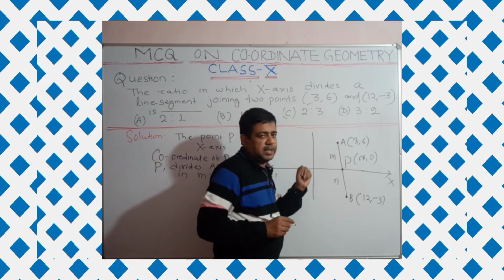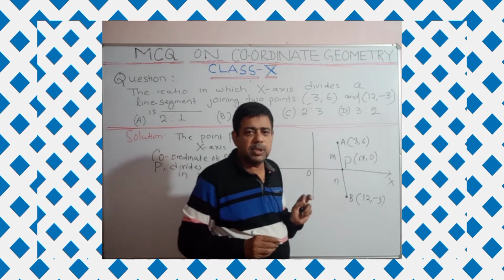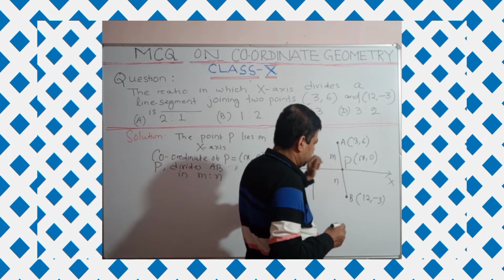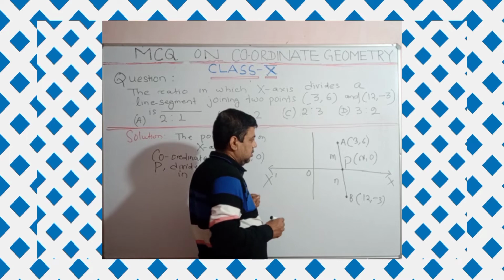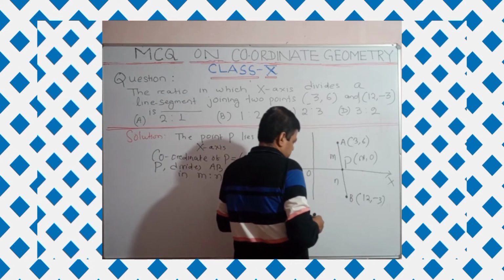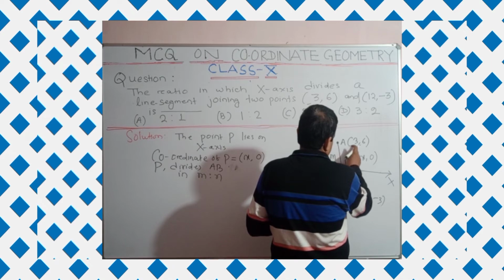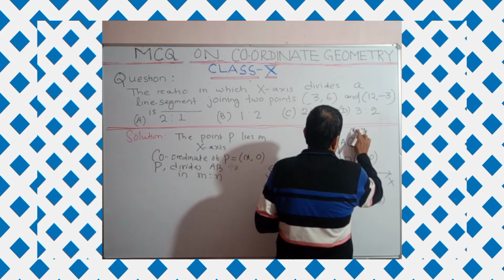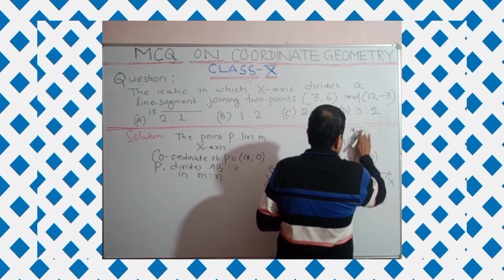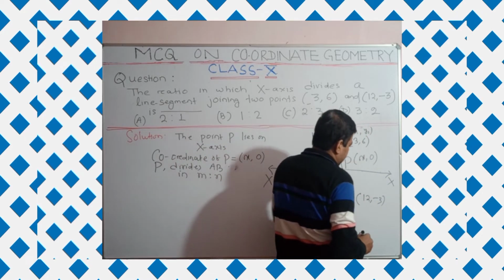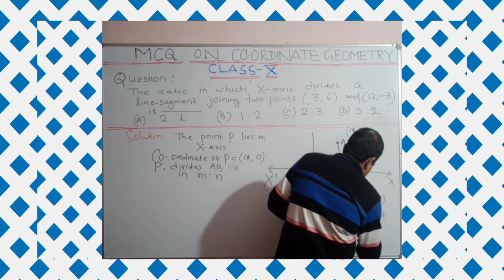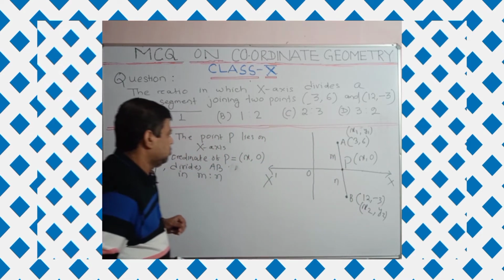Okay, let us see. We have to find out what the ratio M is to N is, at which the point P is dividing the line segment by the x-axis. Understand? Okay, let us take the coordinate of the point A, (3, 6). So this is x1 and this is y1. Can you take it or not? And here the coordinate of point B is (12, -3). Let this be x2 and this be y2. Understand?